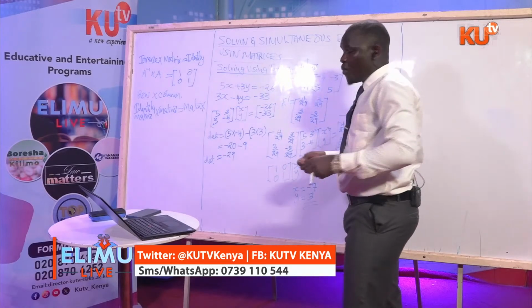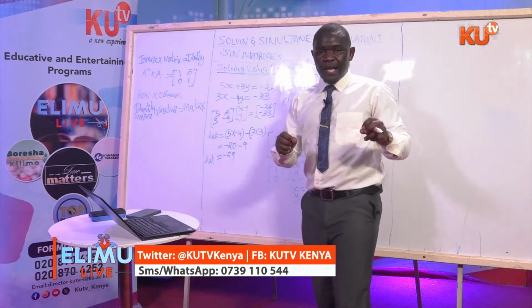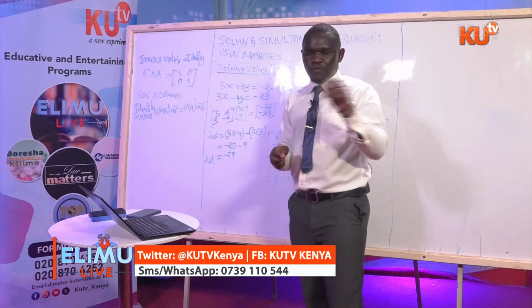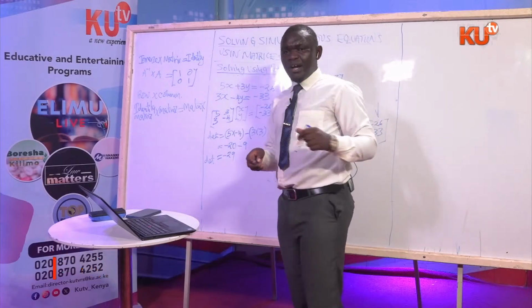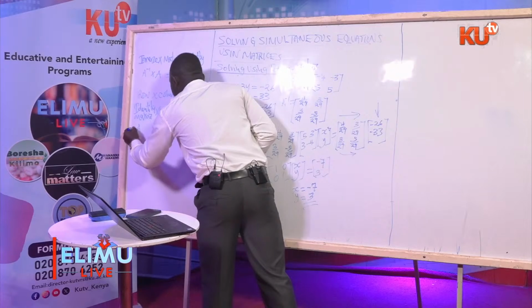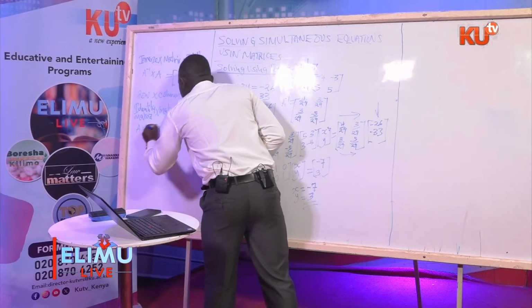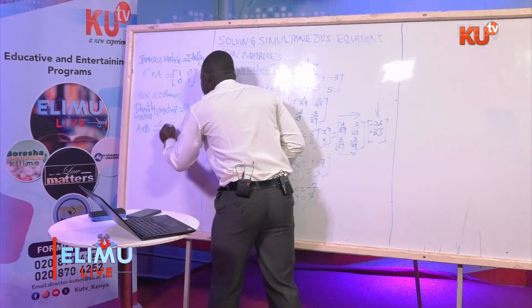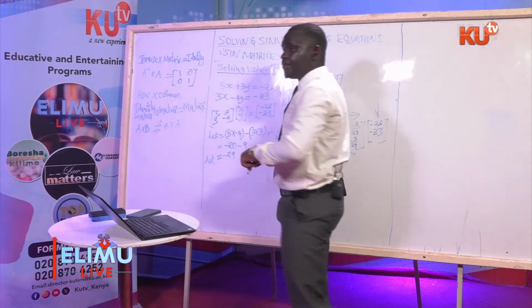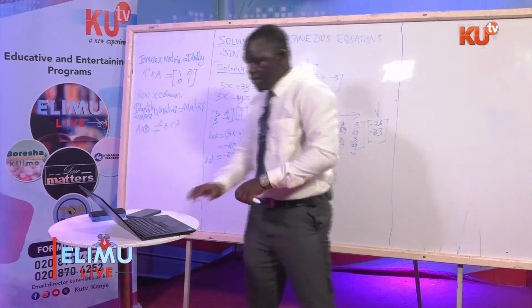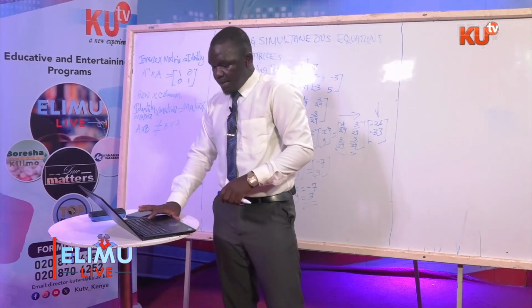Why am I insisting on pre-multiplying the inverse of the matrix on both sides? Remember in matrices, remember this rule that A times B is not equal to B times A. Please remember that rule. A times B in matrices is not equal to B times A.